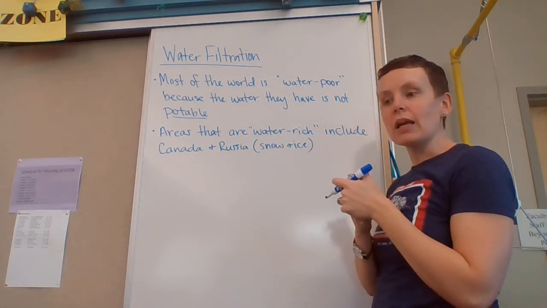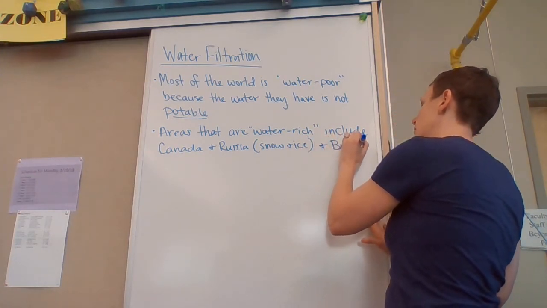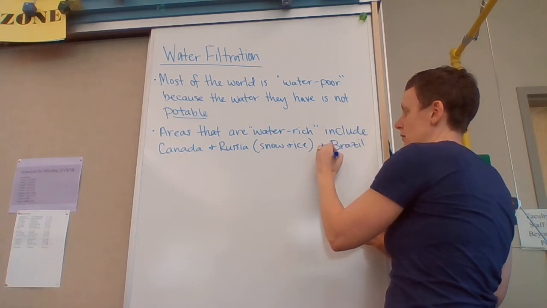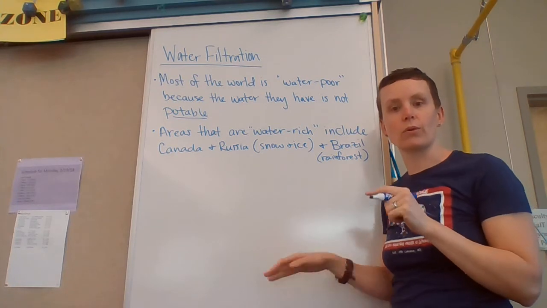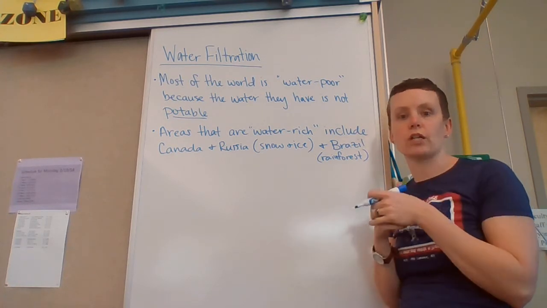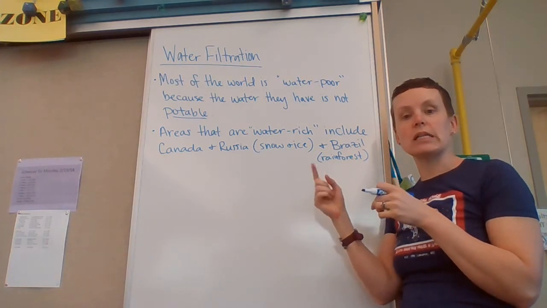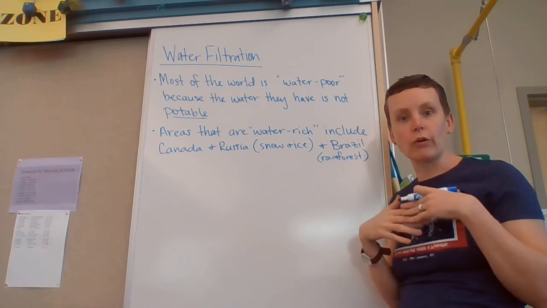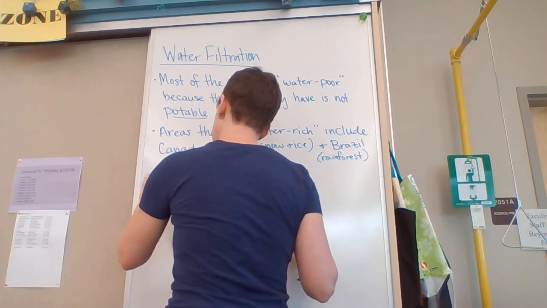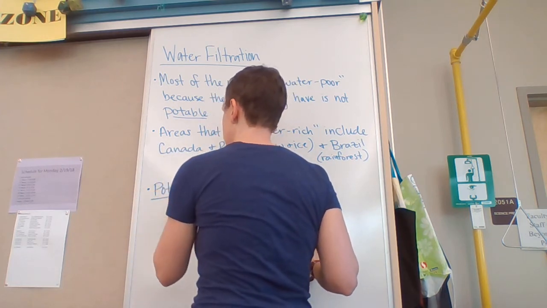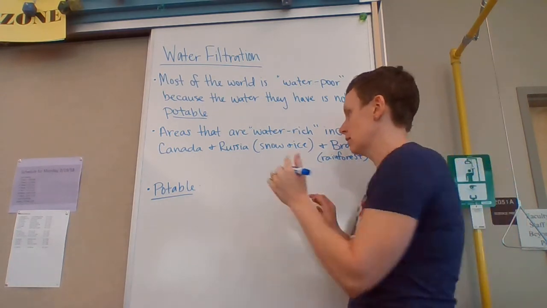And Brazil is another place. Now, totally different climate. They have rainforest. But Brazil also happens to be sitting on one of the world's largest aquifers. So a lot of fresh water in Brazil. And so let's define potable, and then we're going to talk about the details of how the water of our world is situated. So let's define potable right now. Potable means water that is safe to drink.